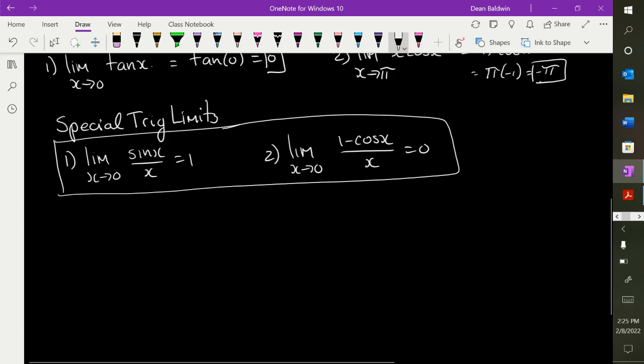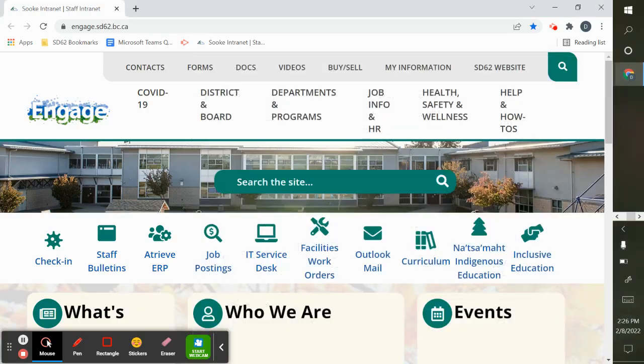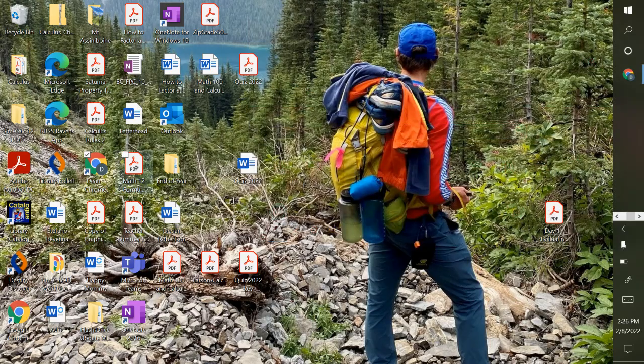Okay, so having known those two limits, your goal when you're dealing with a trig function limit that is undefined at the point you're approaching is to make it look like one of those limits. So in a sense, it's like Math 12 proofs. You're going to have to use your Pythagorean identities and your basic trig function identities.